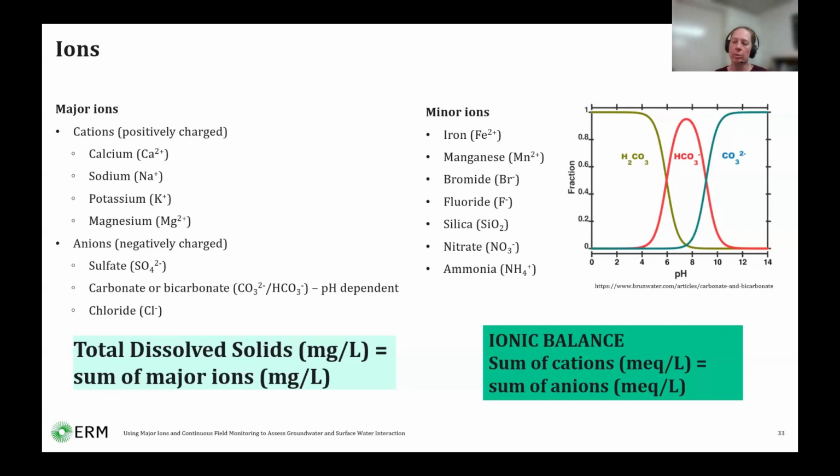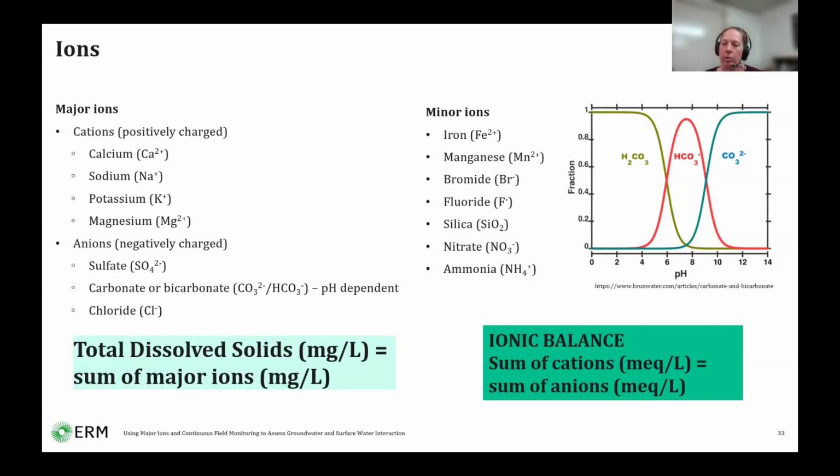So in natural systems, major ions are derived from water rock interaction and other processes like rainfall, surface water recharge, or evaporation. But human activities and changes to the water balance and contamination can also contribute to or change the major ion concentrations and compositions. So I've got a couple of sneaky tips on this slide.